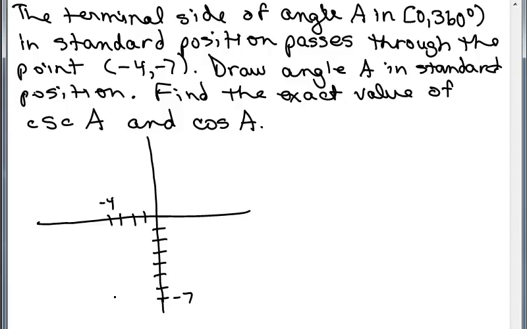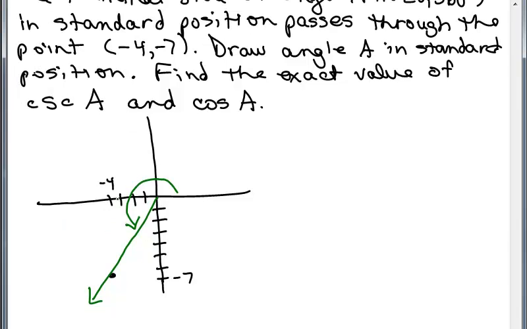Then we know the angle is passing through this ordered pair. So we know the terminal side passes through that point. And since it's positive and not going around more than 360 degrees, this must be the angle we're looking for. So now we're looking for the exact value of cosecant A and cosine of A.